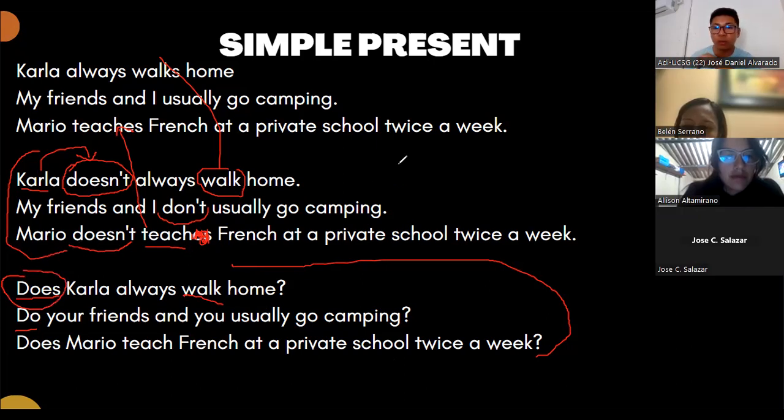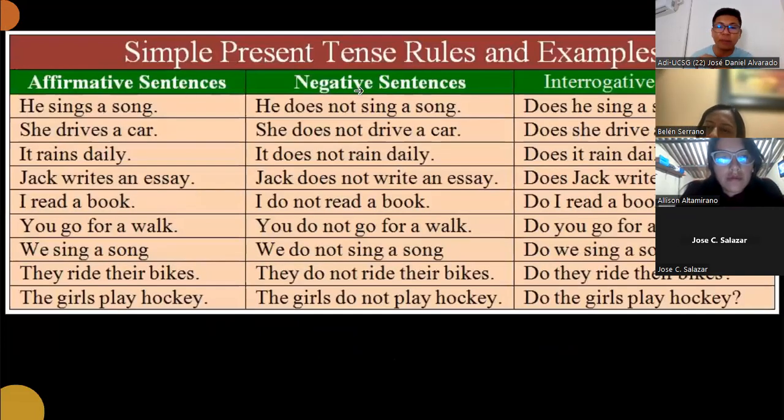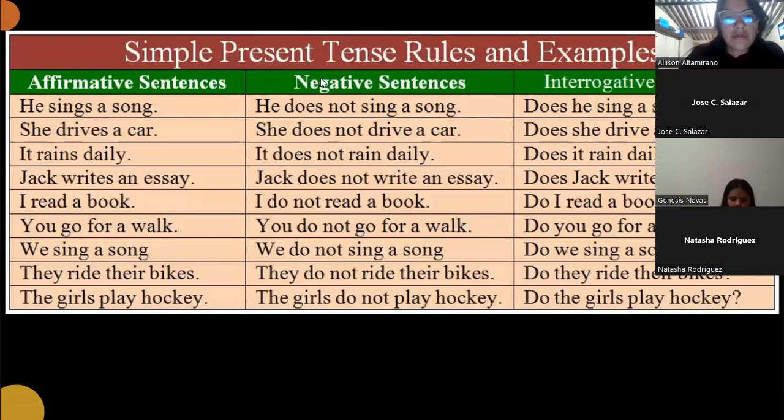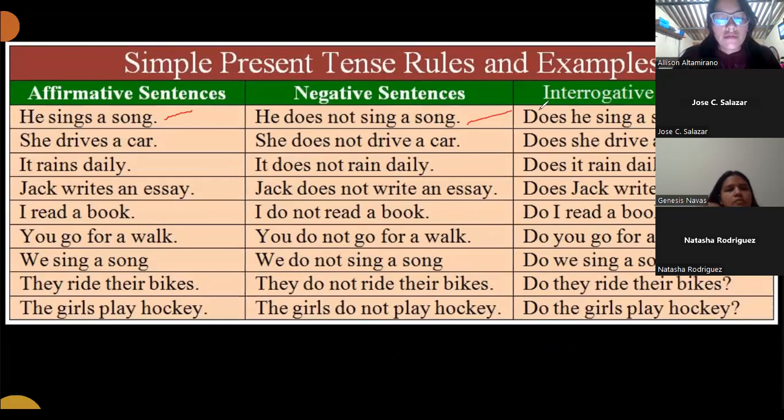Okay, those are the rules. Now, we have in here some sentences in affirmative, in negative, and also in questions. Now, we are going to read some of them. Genesis, can you please read number 1? First in affirmative, then in negative, and then in a question.